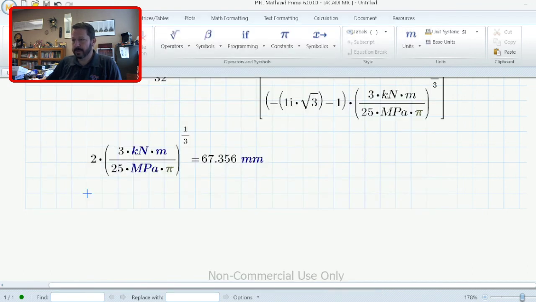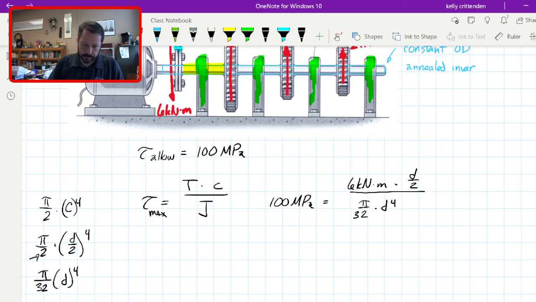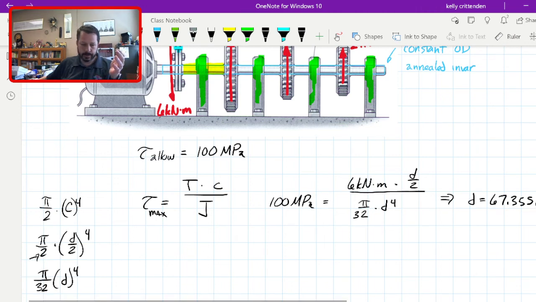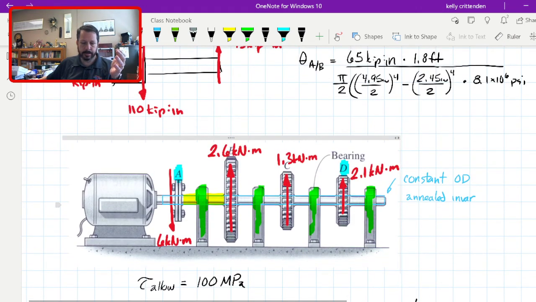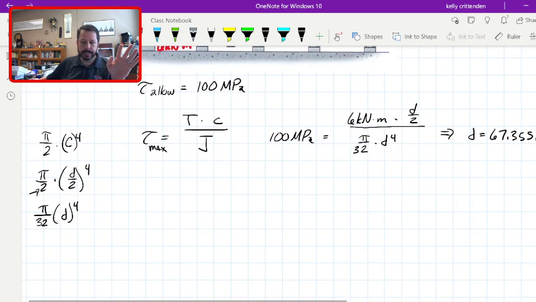All right. Let's go back to our other sheet. So from MathCAD, D was 67.355 millimeters. Okay, that's the first thing it asked for. The second thing it asked for is this relative angle of twist from point A all the way to point D, but not with this diameter. So it gave us a specific diameter of 73.5 millimeters.